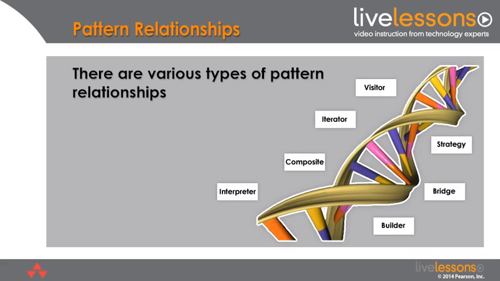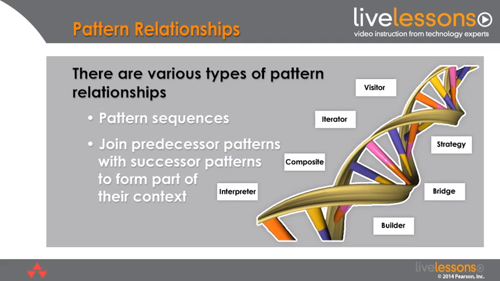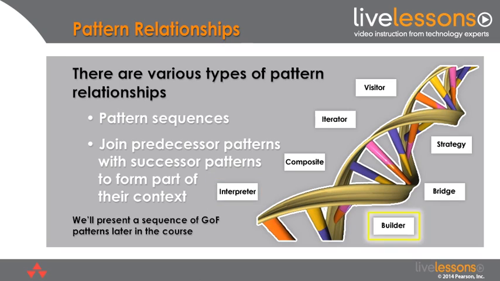A more powerful form of pattern relationship, however, is something called a pattern sequence. And this is where a group of patterns are connected together, where you join a predecessor pattern with a successor pattern or patterns by forming a part of the successor pattern's context. We'll take a look at a lot of these examples when we get into the bulk of the course. And we'll see an example of a pattern sequence where we combine a number of Gang of Four patterns: interpreter, builder, composite, bridge, iterator, strategy, and visitor, in order to be able to solve a much larger group of design problems that arises within a particular environment or domain.